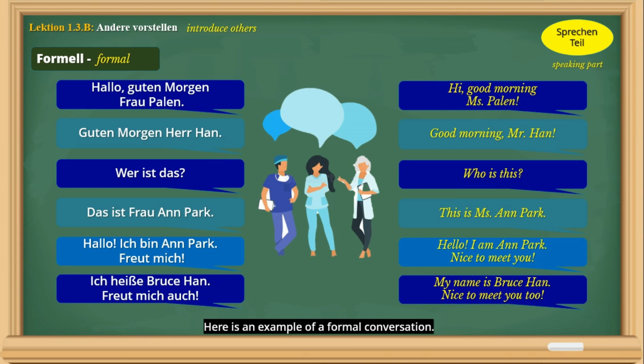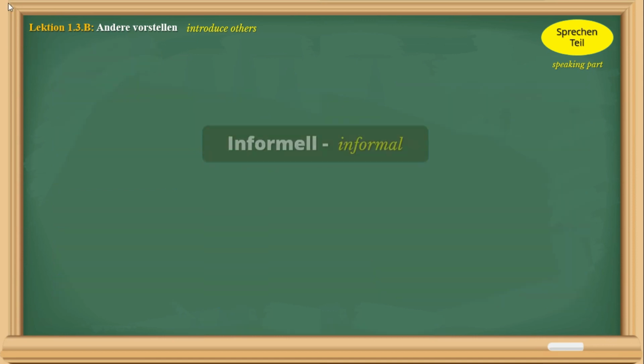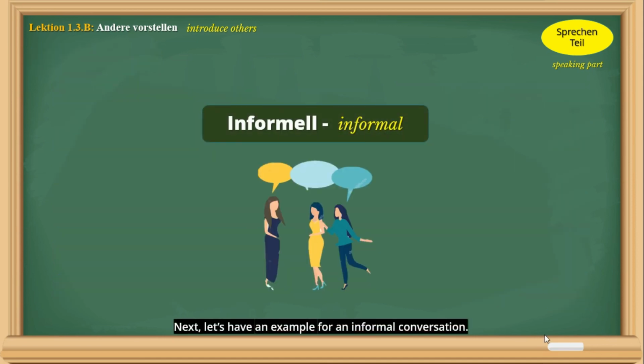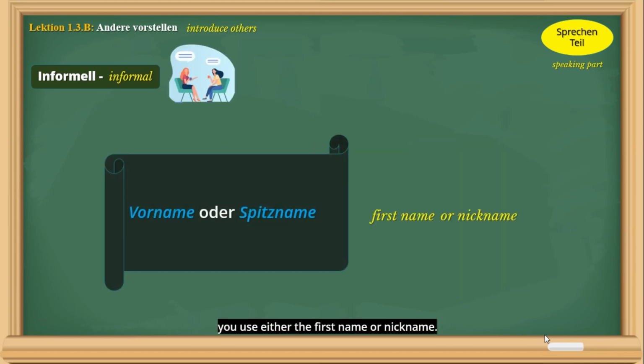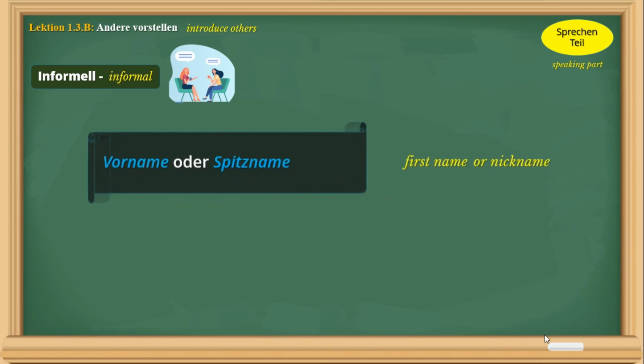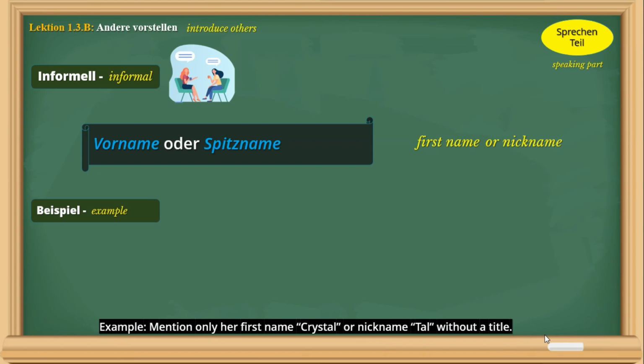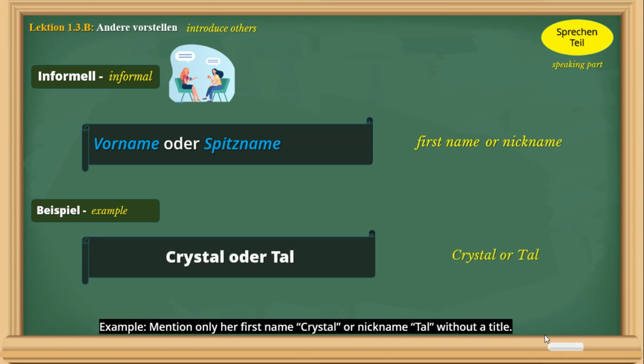There is an example of a formal conversation. Next, let's have an example for an informal conversation. Remember that when you introduce someone in an informal conversation, you use either the first name or nickname. Vorname oder Spitzname. Example: mention only the first name, Crystal, or nickname, Tal, without a title.